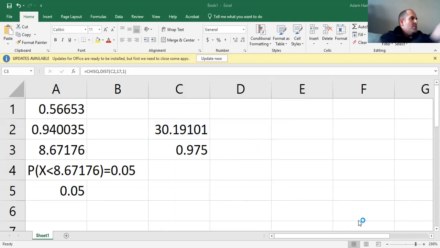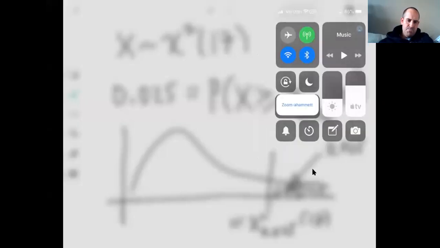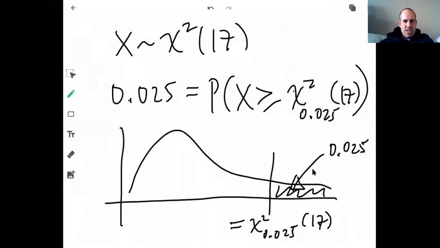Okay, let us go back to our iPad screen and finish this off. There it is. It was 30.191, not 39. Yes, 30.191. So that's how the chi-square distribution works, and how some of these other things work.